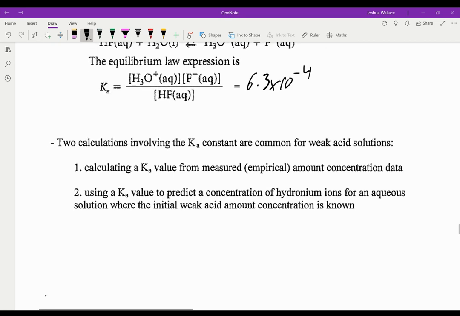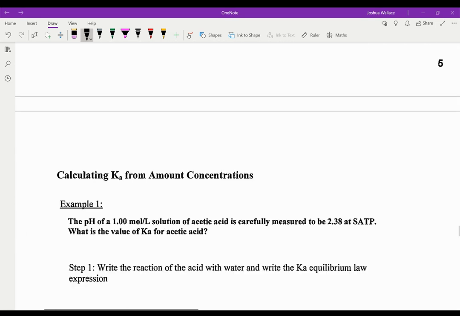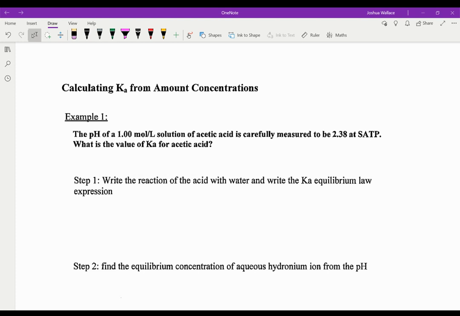There are 2 calculations involving the Ka constant that are common for weak acid solutions. 1, calculating a Ka value from measured empirical amount concentration data. So if you're given some data for these values here, you can then find this value here. 2, using a Ka value to predict a concentration of hydronium ions for an aqueous solution where the initial weak acid amount concentration is known, which we're going to look into here. So calculating Ka from amount concentrations, let's work through an example here.